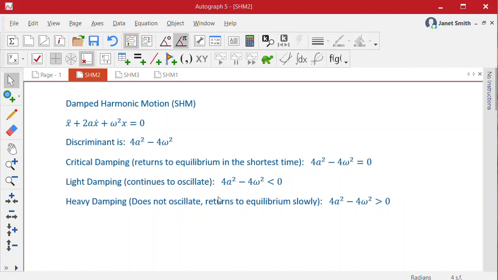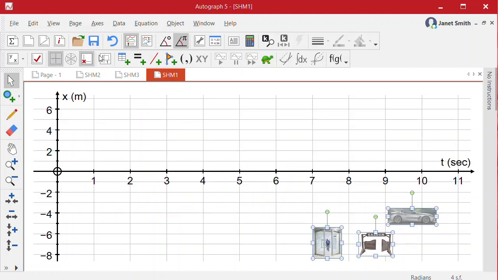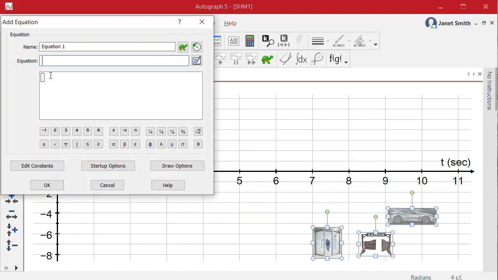We've got light damping with a discriminant less than 0. That's where the particle continues to oscillate, but the oscillations get smaller. And then we've got heavy damping, where the discriminant is positive. This is where it doesn't oscillate at all, but returns slowly to the equilibrium position. So let's have a look at that equation: x double dot plus 2a x dot, which is x', plus omega squared x is equal to 0.